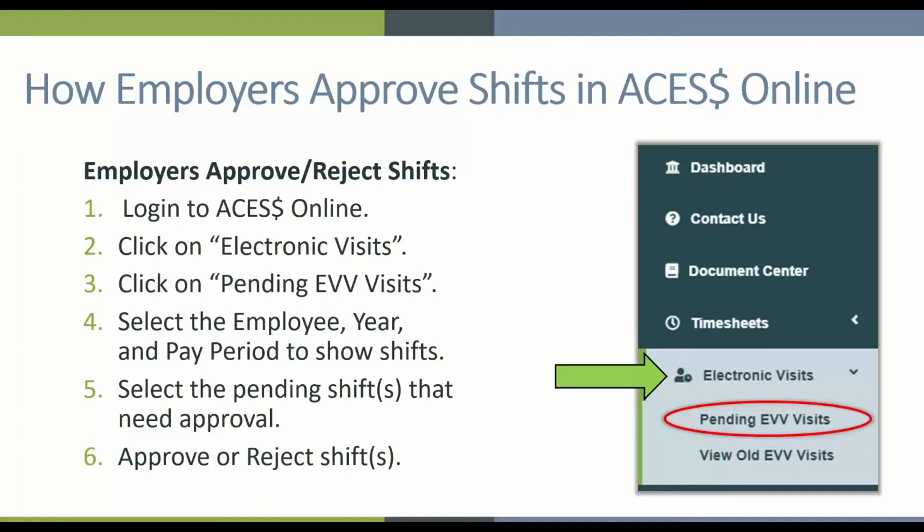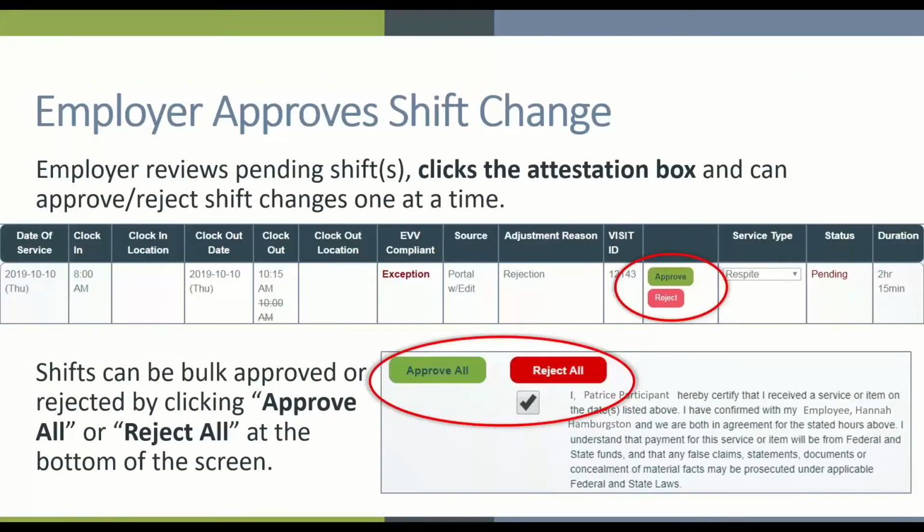You'll narrow that down by the employee, the year, and the pay period to bring up those shifts, and select the shifts that need approval. You can review that information and approve or reject as needed. So this is what that looks like. So if the status of a shift is pending, that means it's pending the employer's attention, which means the employer needs to approve or reject it. If something does not look right, that can be rejected and sent back to the employee for edits and resubmission.